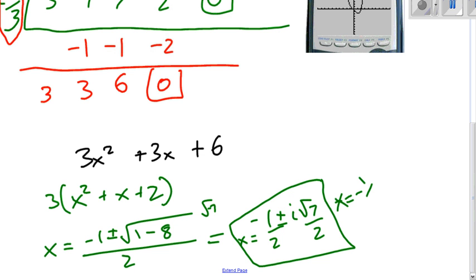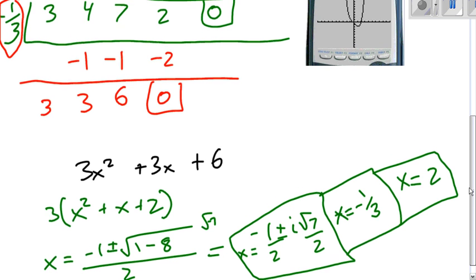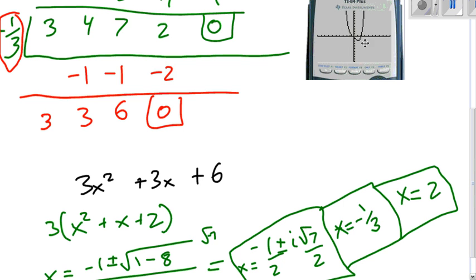X equals negative 1/3 was also a 0. And x equals 2 was also a 0. So it was a 4th degree polynomial, so here's our 4 zeros. 2 real, 2 imaginary. And if you look at the graph, only the real zeros show up. So you still need to know how to get the imaginary zeros.